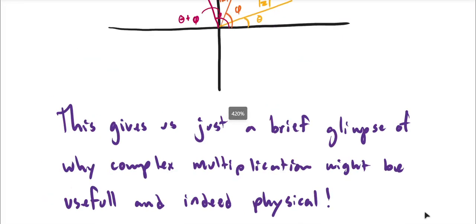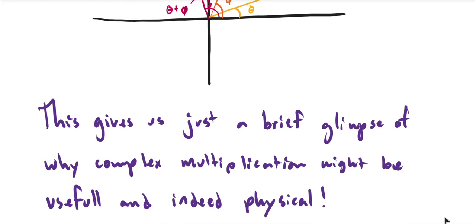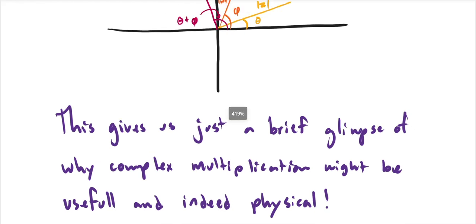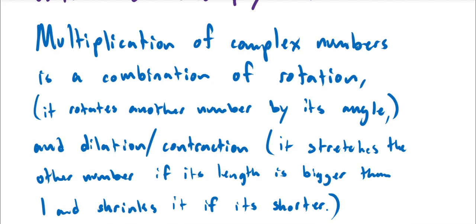And that gives us a little glimpse about why complex multiplication might be useful, and indeed something that we should consider to be physical and existing in actual reality. Because rotation and dilation exist in reality. We can stretch or shrink things in reality, and we can rotate things in reality. And actually, complex numbers give us a way of talking about two-dimensional rotations and two-dimensional dilation and contraction with one single number. That's really useful, and in fact, something physical.